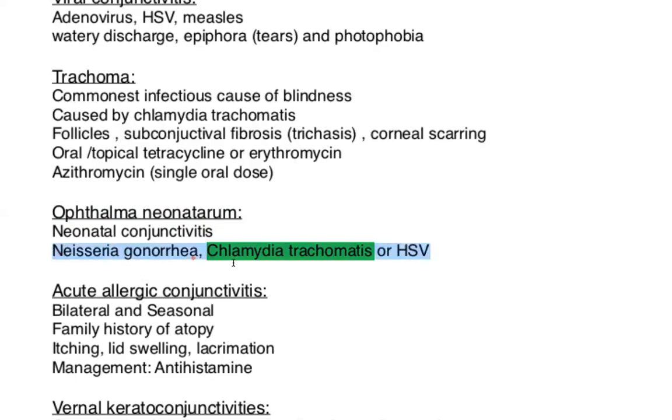لو كانت chlamydia أو Neisseria then the management هتكون antibiotics برضو. Okay? عندنا تاني acute allergic conjunctivitis.